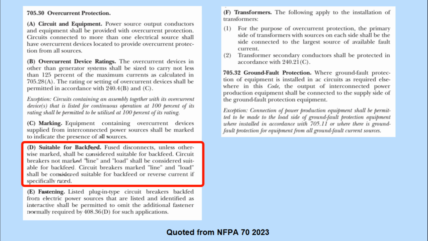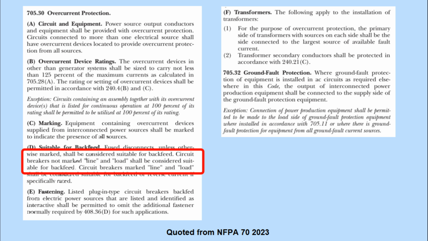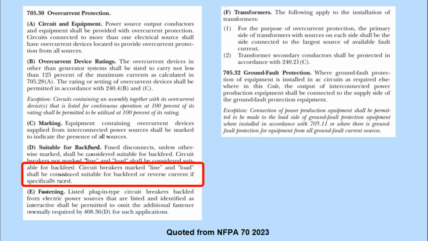D. Suitable for backfeed. Fused disconnects, unless otherwise marked, shall be considered suitable for backfeed. Circuit breakers not marked line and load shall be considered suitable for backfeed. Circuit breakers marked line and load shall be considered suitable for backfeed or reverse current if specifically rated. The helpful takeaway here is if your circuit's breaker isn't marked for line and load, it's suitable for backfeed use.